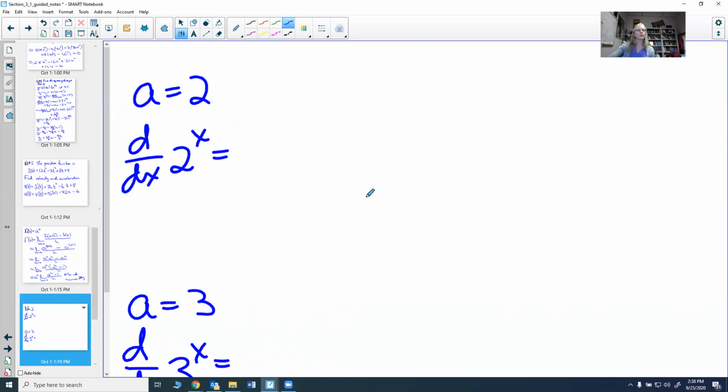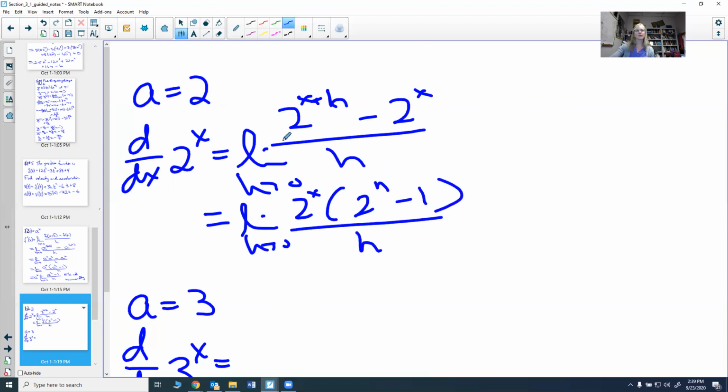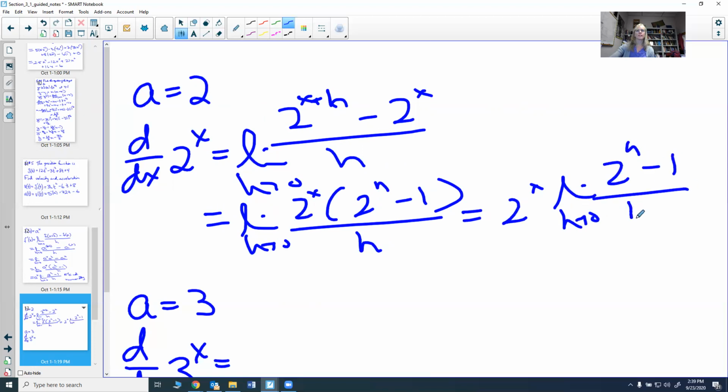Let's say a is 2, and we want to find the derivative of 2 to the x, which would be the limit as h goes to 0 of 2 to the x plus h minus 2 to the x all over h. And so again, that would be the limit as h goes to 0 of 2 to the x times 2 to the h minus 1 all over h. I skipped a little bit of a step here, but I think you've seen this enough times. The 2 to the x can come out. And then we would find out what this 2 to the h minus 1 over h is.